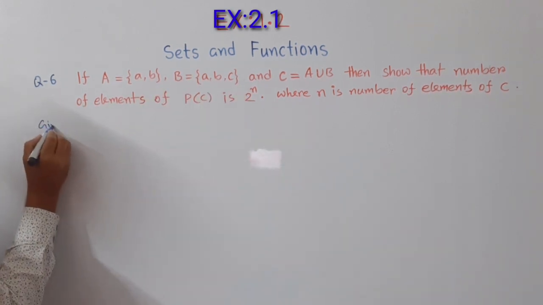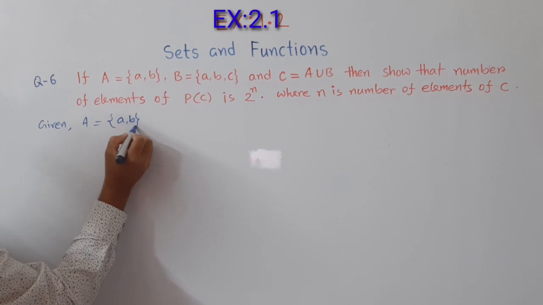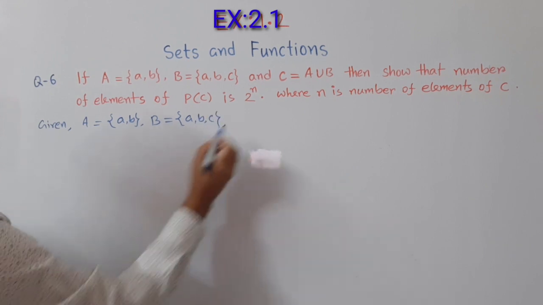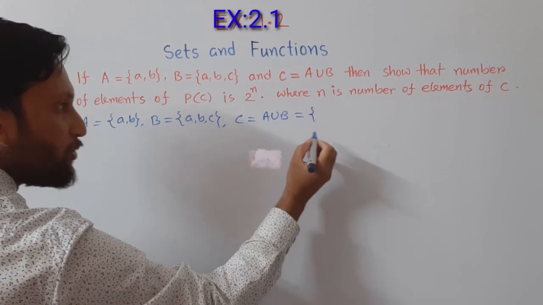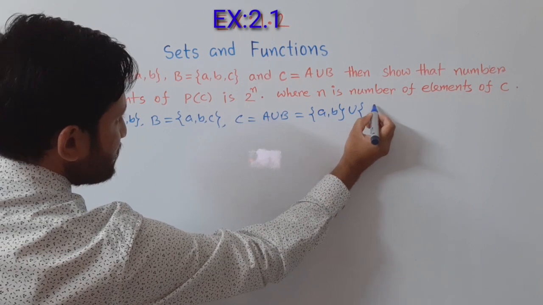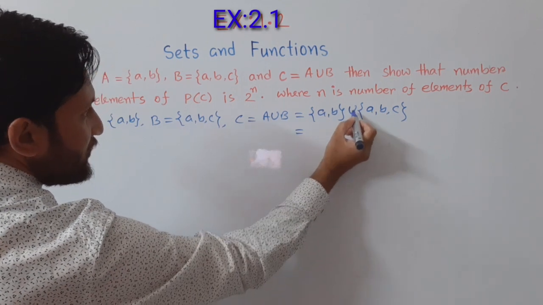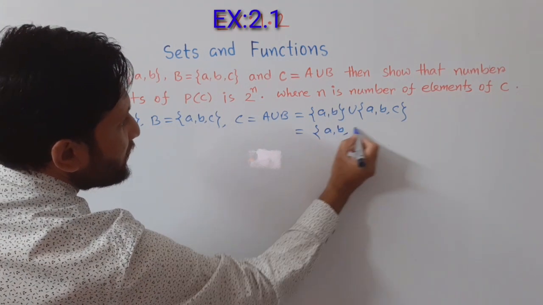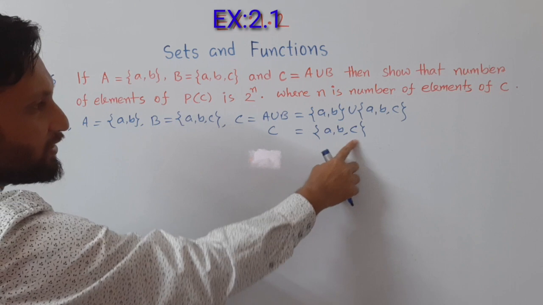At first write down the given part, sets A, B, and C. Given set A has 2 elements, A and B. Set B has 3 elements, A, B, and C. And then set C equals A union of B. A union of B means common and uncommon elements of A and B. So the common elements are A and B, and the uncommon is C. That means C equals {A, B, C}, where C has 3 elements. So the number of elements of C equals 3.